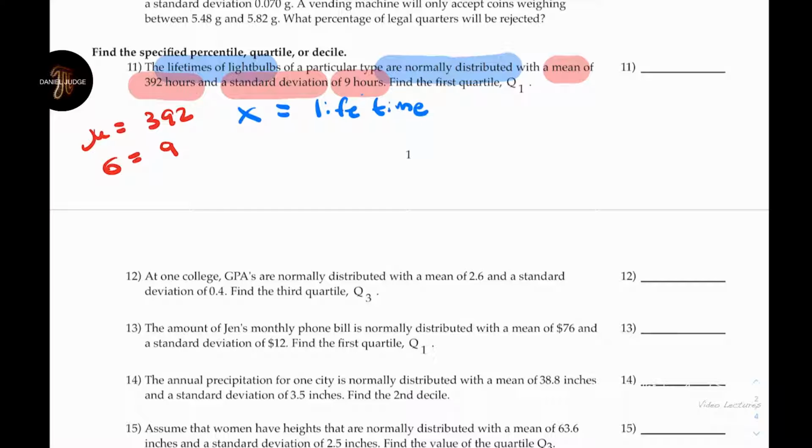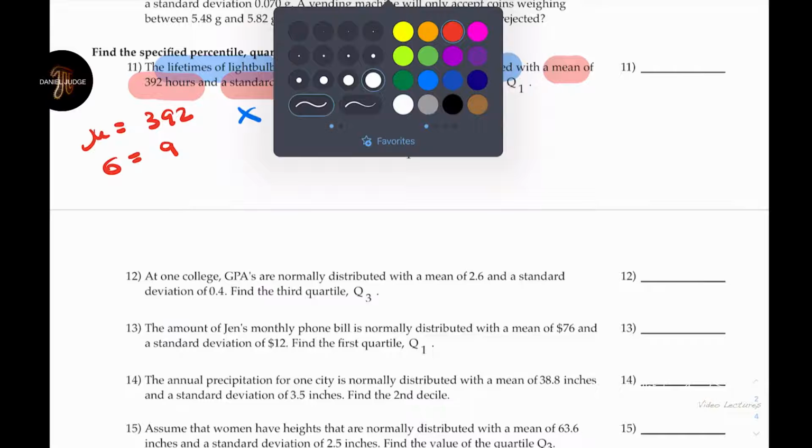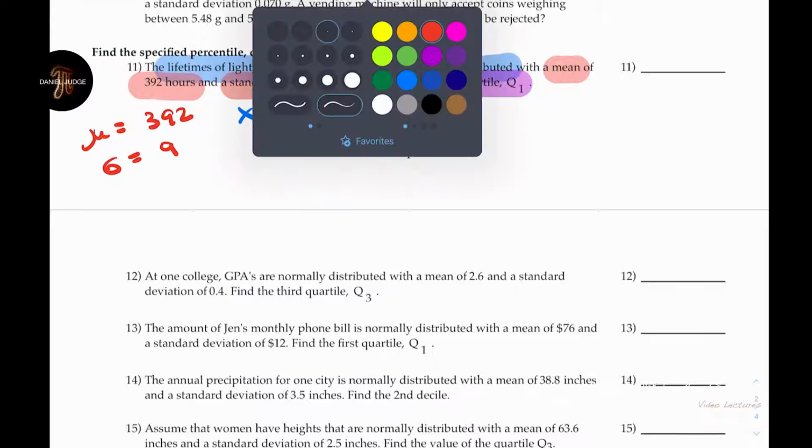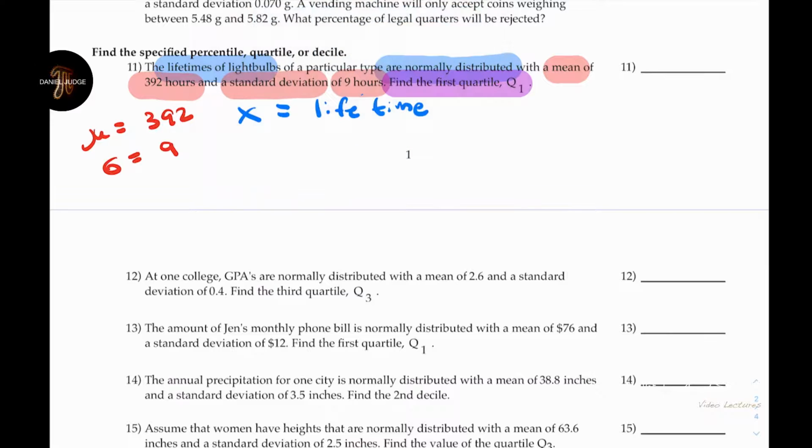Okay. So notice this question here now. This is a different question now. They're going to say, find the first quartile. First quartile. What in the world does that mean here? Find the first quartile. Now, we did discuss this in class. I'm going to kind of cover that up.